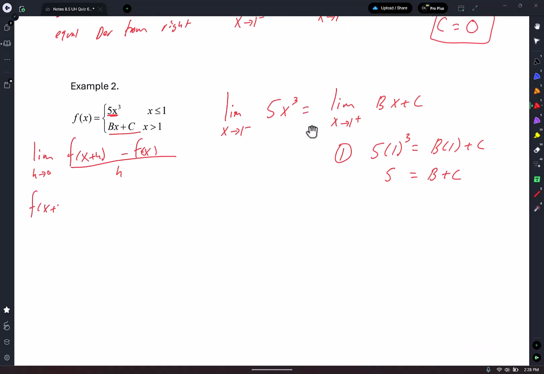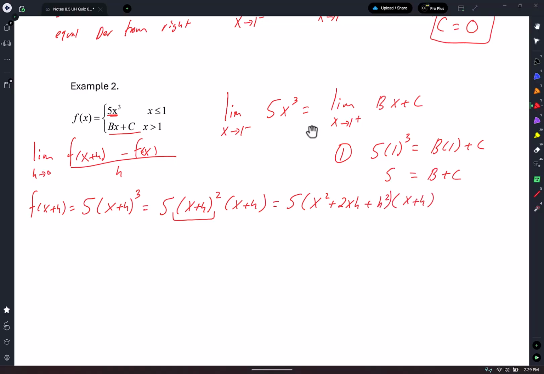F of x plus h is nothing more than 5 parentheses x plus h close it cubed, which let's break down into something that you do know. 5 parentheses x plus h close it squared times x plus h. That's the same thing, no? Okay, let's do the x plus h squared really fast. 5 parentheses x times x, x squared. X times h, xh, but I'm going to have 2 of them. And then h times h is h squared, and I still have x plus h here on the outside like that. Are we still okay?